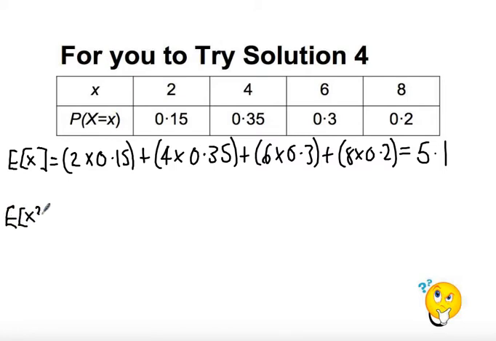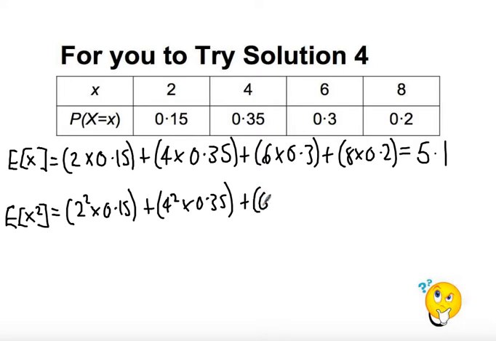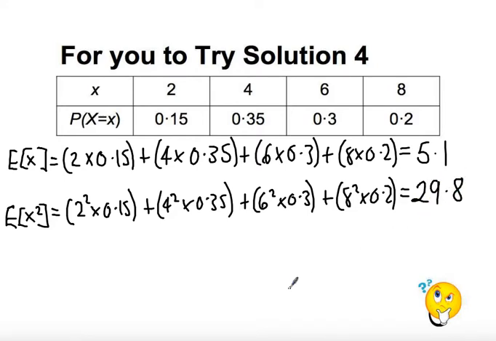Next, E of x squared. So fairly familiar with these already. So we've got 2 squared times 0.15 plus 4 squared times 0.35 plus 6 squared times 0.3 plus 8 squared times 0.2. Demonstrated our working for a method mark. Now let's use our calculator to get an answer to this. You should get an answer of 29.8.